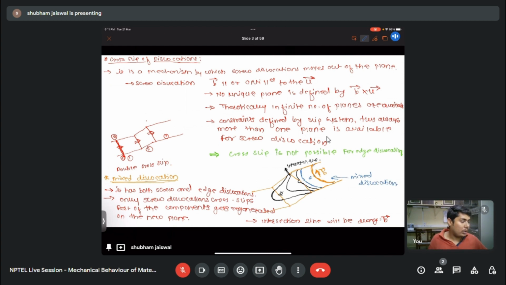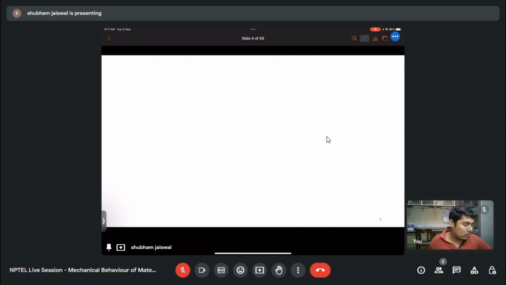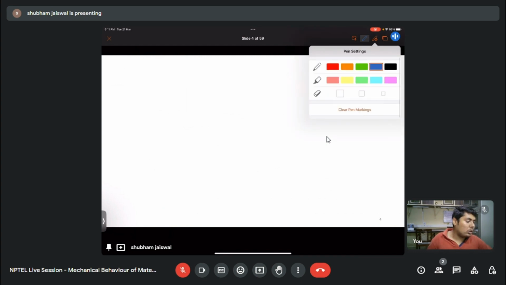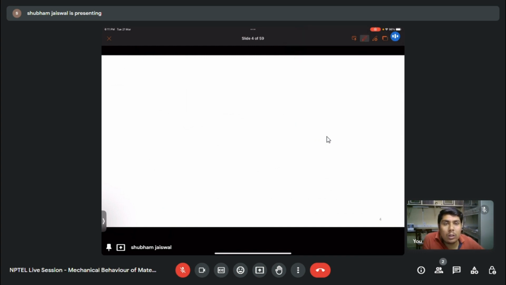So this is my mixed dislocation. Okay. So this is for the screw dislocation, like how the screw dislocation moves out of the plane. So it moves by the mechanism known as cross slip. So now, how does the edge dislocation move out of the plane? To understand how edge dislocation moves out of the plane, we came across the concept known as climb motion of dislocation.